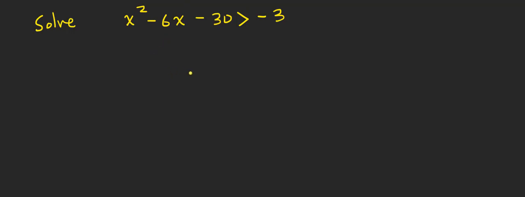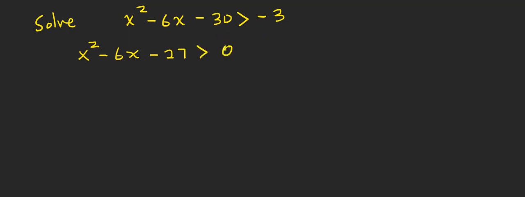In this video, we're going to solve nonlinear inequalities. So let's first take a look at this problem right here. We have x squared minus 6x minus 30 is greater than negative 3, and we need to solve for x. So what we want to do is move everything to one side. So x squared minus 6x, and you add 3 to both sides, you get negative 27 is greater than 0.